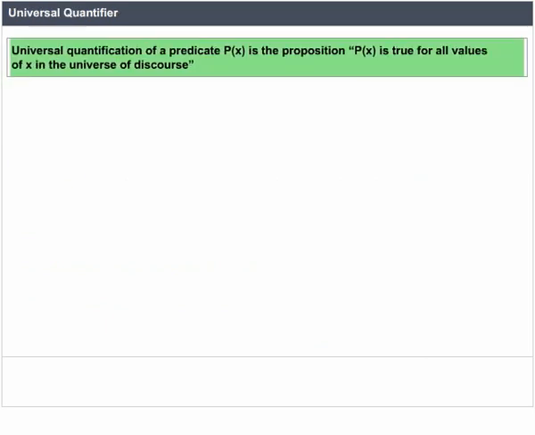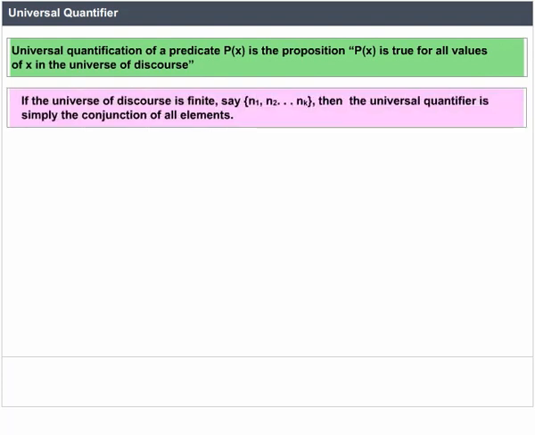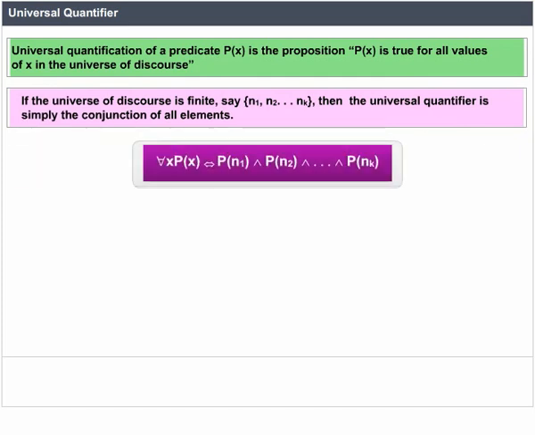Universal quantifiers. Universal quantification of a predicate P(x) is the proposition P(x) is true for all values of x in the universe of discourse. If the universe of discourse is finite, say n1, n2, ..., nk, then the universal quantifier is simply the conjunction of all elements: for every x, P(x) if and only if P(n1) and P(n2) and ... and P(nk).